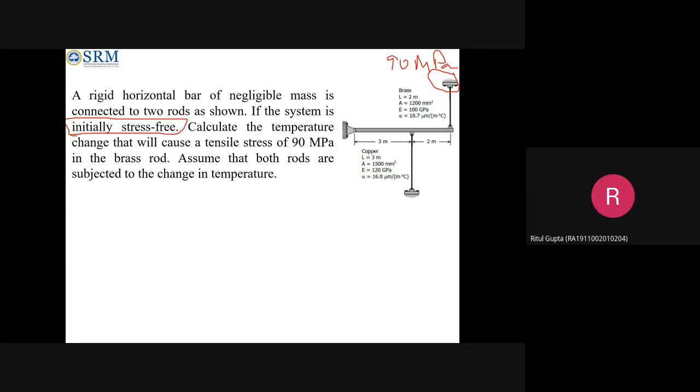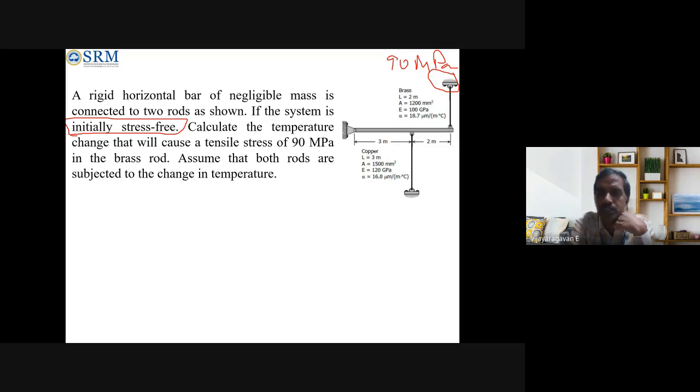But the system is stress free, sir. Yes, initially it is stress free. After that only there will be a temperature difference. After that there is some temperature difference which makes the stress in the brass 90 megapascal. So the stress in brass is given as 90 megapascal, and we know the area of brass, which is 1200 mm square, given in the question.